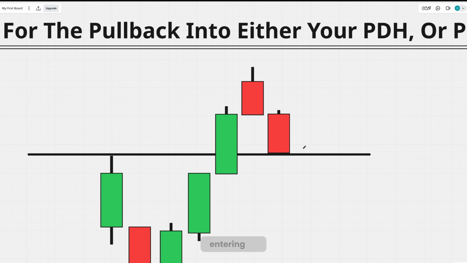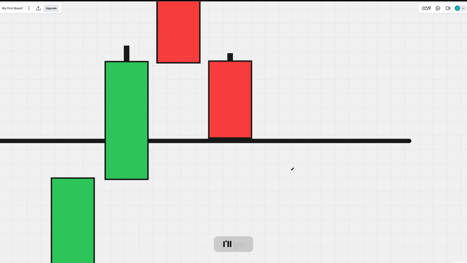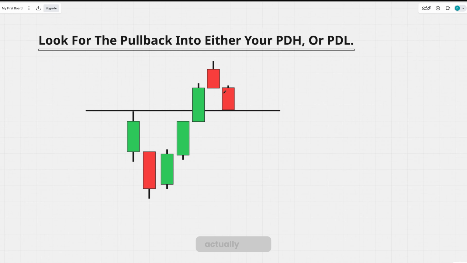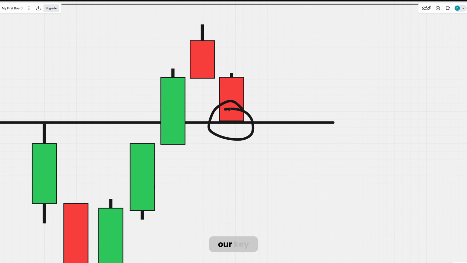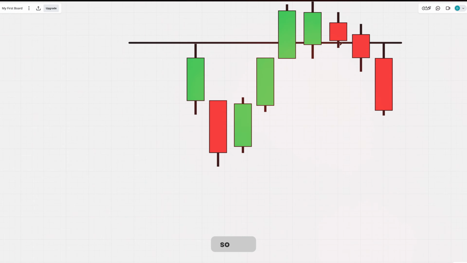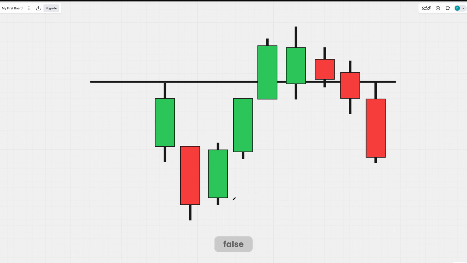Now, we are not entering on this retest candle. We are looking for one more step that I'll go over next to show that we actually want to hold our key level and continue pushing back towards the upside instead of getting faked out and then we just have a candle close below. So this is an example of what a false breakout would look like and exactly why you're not entering just based upon the pullback into your previous day high.